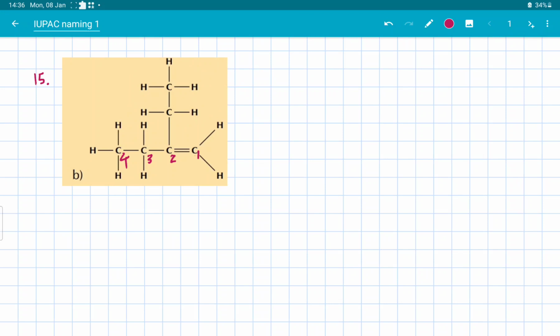Then when I name, I'm going to say 2-ethyl, because there is an ethyl at carbon 2. The main continuous chain is but, and at carbon 1 there's a double bond, so but-1-ene.